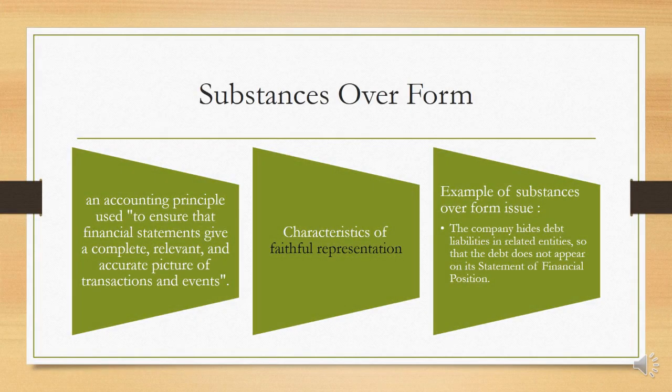Second point, substance over form. What is substance over form actually? It is an accounting principle used to ensure that financial statements give a complete, relevant, and accurate picture of transactions and events. It is one of the characteristics of faithful representation. Examples of substance over form issue: the company hides debt liabilities in related entities so that the debt does not appear on its statements of financial position.